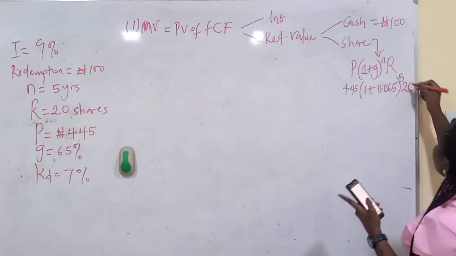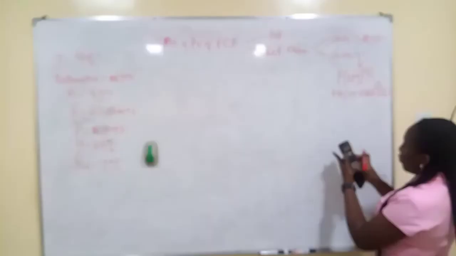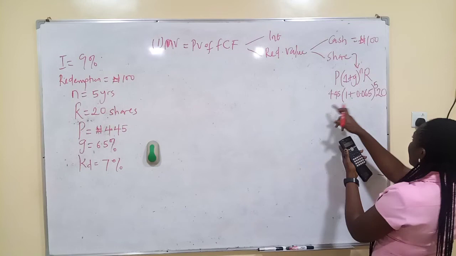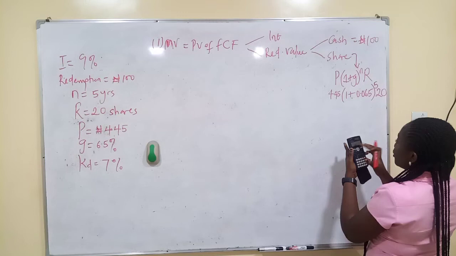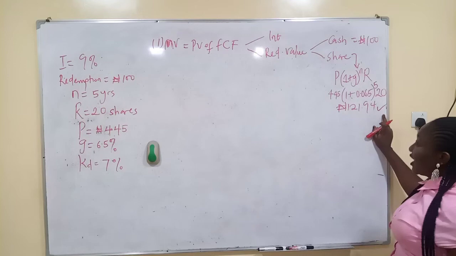So let's put that in the calculator. 1.065 raised to the power of 5, multiplied by 20, multiplied by 1.45, because everything is multiplication. So we have 121.94. Which one will you pick, 100 or 121.94? If you are the debt holder, you pick the higher. So this is what you bring to your redemption.